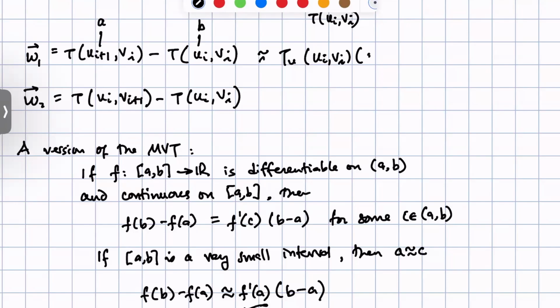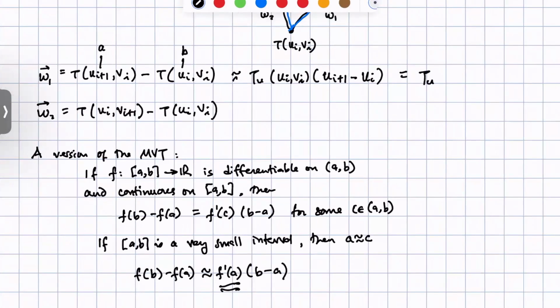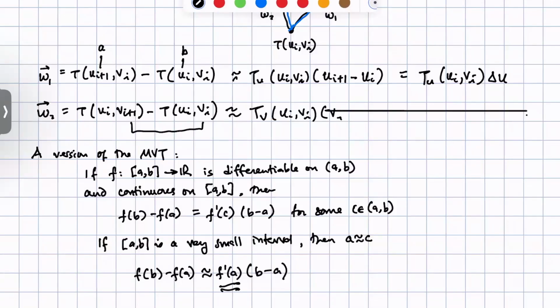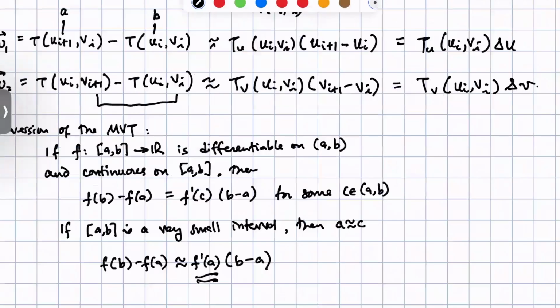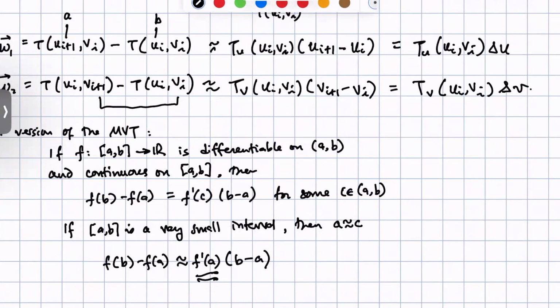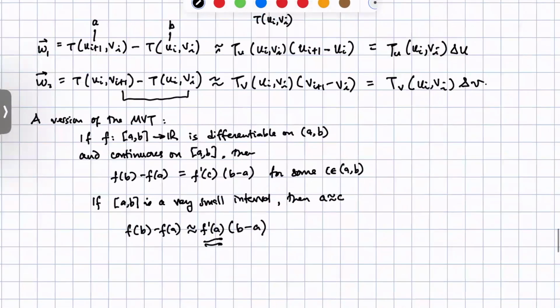times ui plus 1 minus ui, and we're going to call this Tu of ui vi times delta u. And this is approximately Tv, because the v's are changing, of ui vi times vi plus 1 minus vi, which is equal to Tv of ui vi times delta v. So these Tu's and Tv's are taking over the role of this f prime. And so we have these kind of approximations.